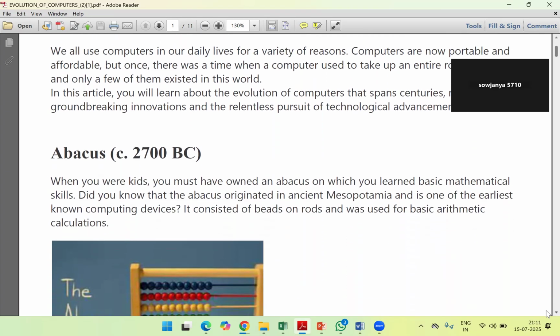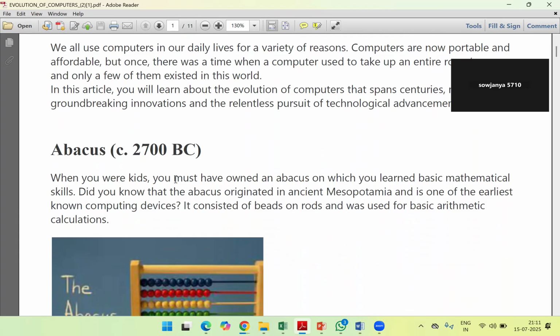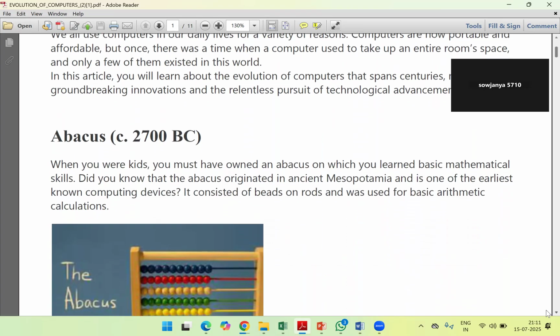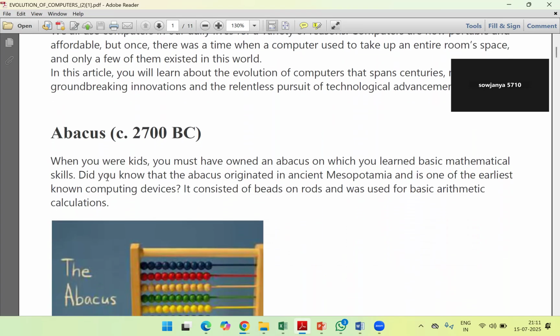So initially, in around 2700 BC, the abacus was the first instrument used for mathematical operations and calculations. When you were kids, you must have owned an abacus, right? On which you learned basic mathematical skills.